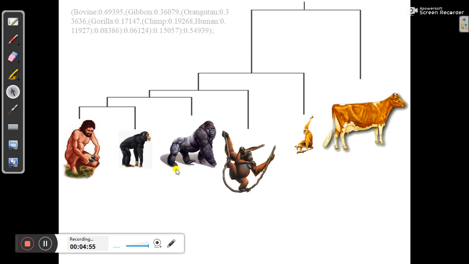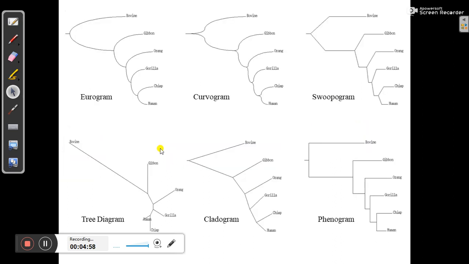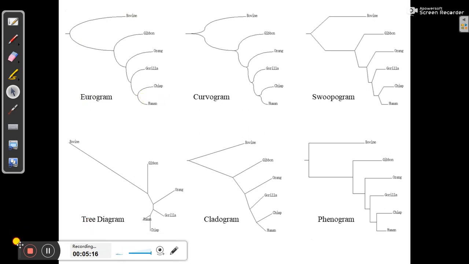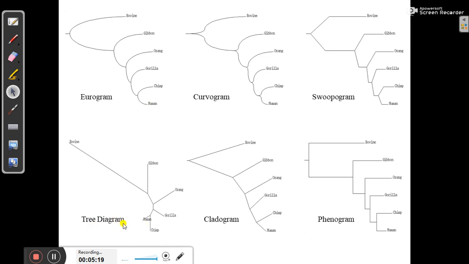Here you can see this is a dendrogram. It might be called a different name depending on how we draw it. This is human and chimpanzee, with the same structure as the dendrogram. Or you can use a tree diagram, a cladogram, or a Fano diagram. These are different types of diagrams to describe the same concept. So human is more similar to a chimpanzee than to the gorilla, the orangutan, the gibbon, or the bovine.